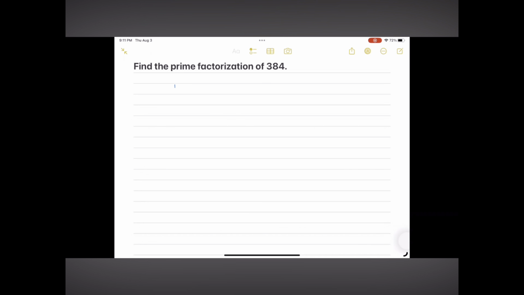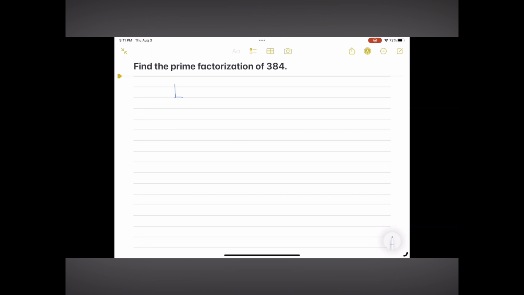Find the prime factorization of 384. We draw out the upside down division sign. 384 is even, so we first divide by 2. 2 goes into 3 1 time. 2 times 1 is 2, and 3 minus 2 is 1, so we carry that 1 in front of the 8 to make it 18. 2 goes into 18 9 times, and 2 goes into 4 2 times.